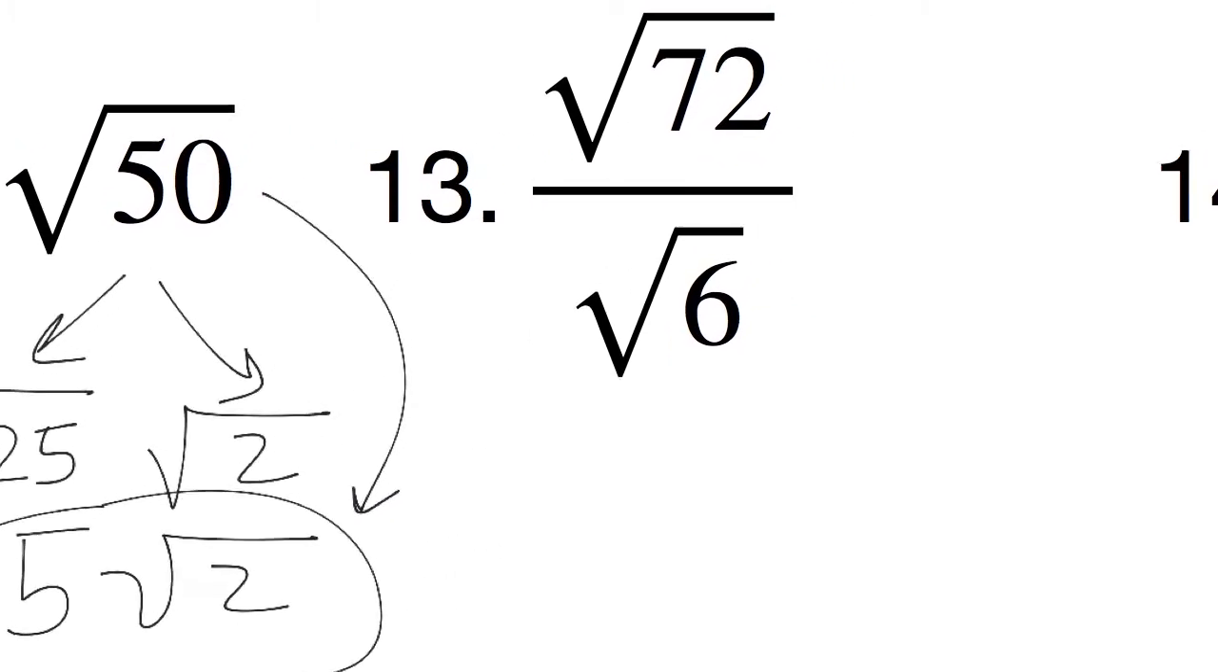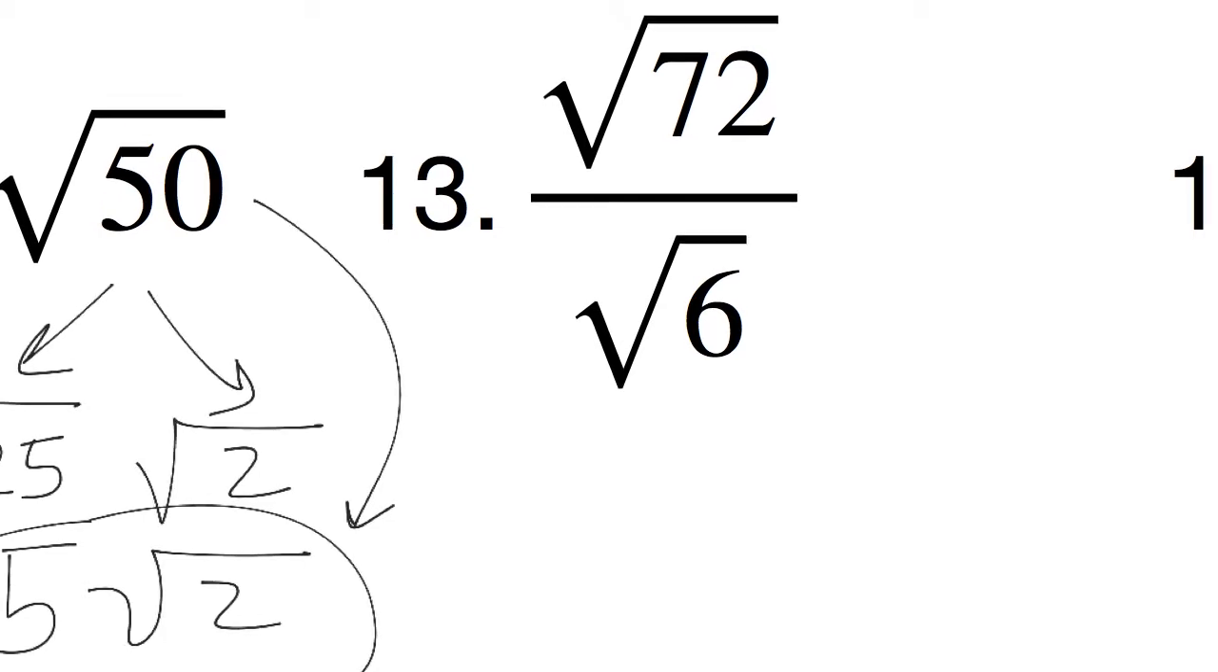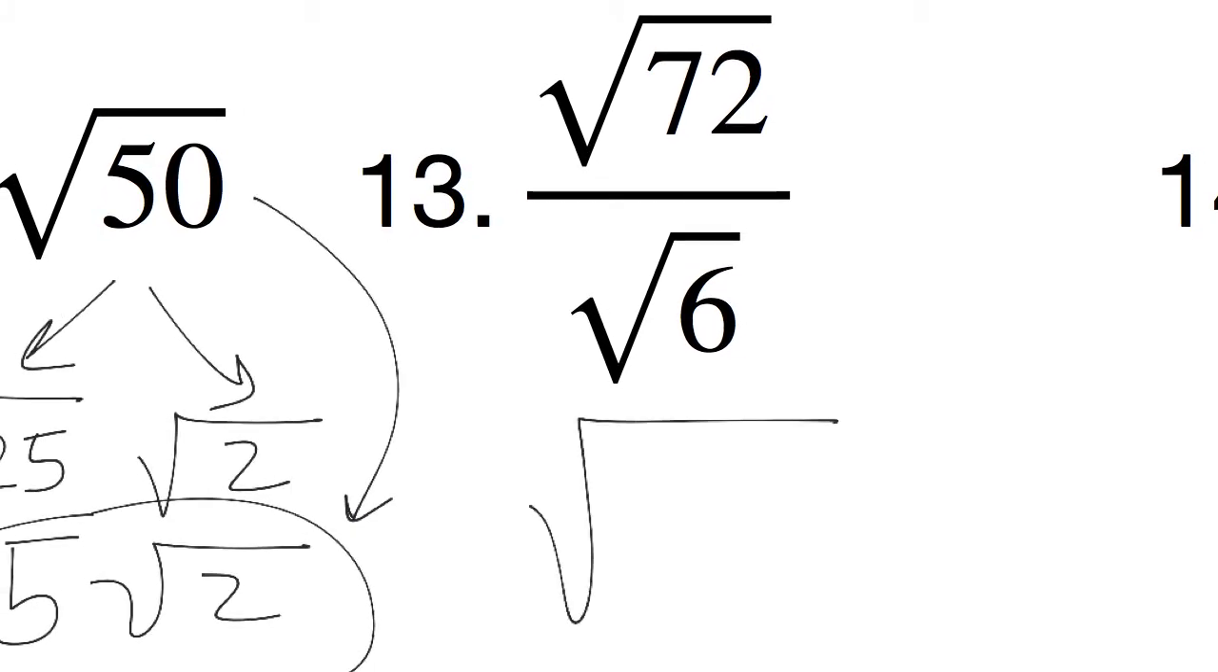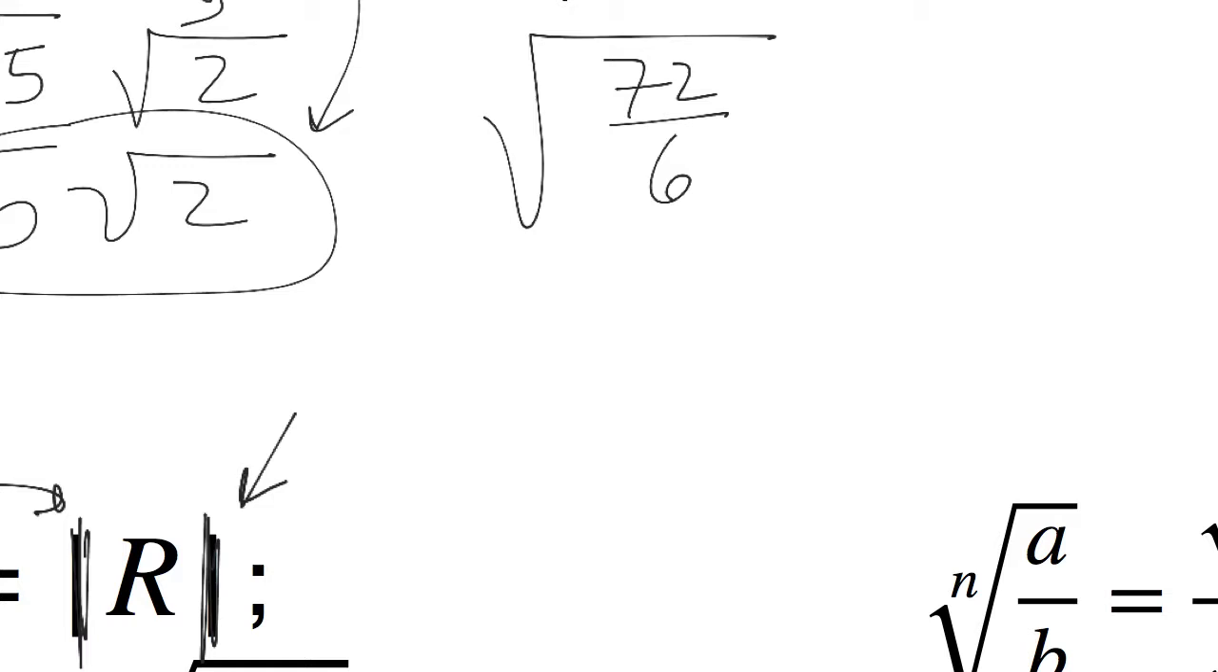Okay, square root of 72 over square root of 6. Well, I think what we can do here is we can just combine them into one big fraction. 72 over 6, that just simplifies down to 9. Square root of 9, and you ask yourself what times itself is 9? That's 3, which is the answer.